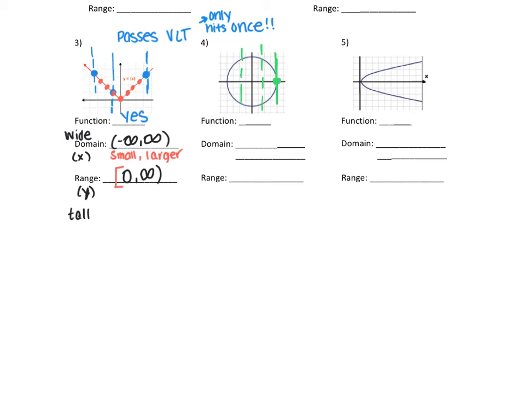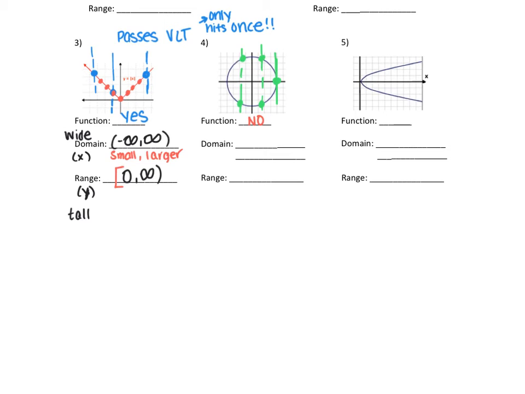So here it hits once, but this line hits the circle twice, and so does this line. So both lines hit twice, except for this one. This one over here hits once. So just because it passes here and fails here doesn't mean it's a function. So the answer is no, it's not a function. And it's not a function because we found this one spot that failed.